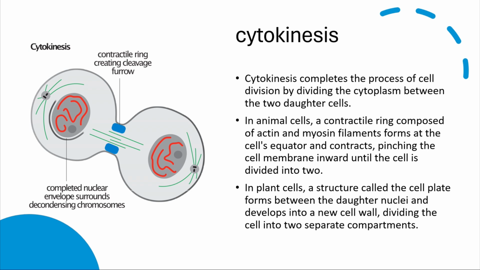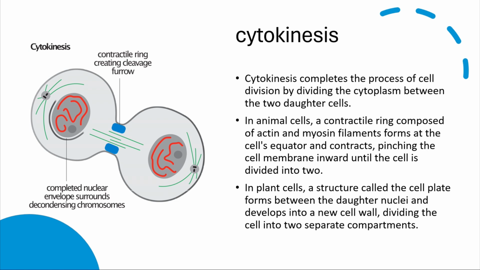In animal cells, a contractile ring composed of actin and myosin filaments forms at the cell's equator and contracts. You'll learn more about actin and myosin in, I think, year 2, pinching the cell membrane inward until the cell is divided into two. So actin and myosin come and form a contractile ring, which pushes it together and basically breaks the cell membrane. So then it splits into two new cells that are identical. Each one is identical to the original cell before it got duplicated.